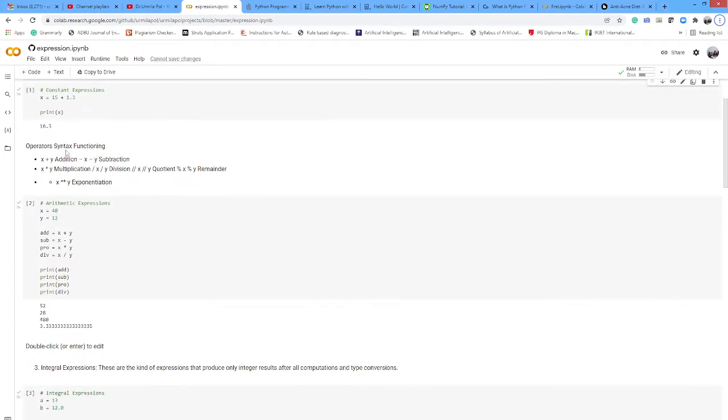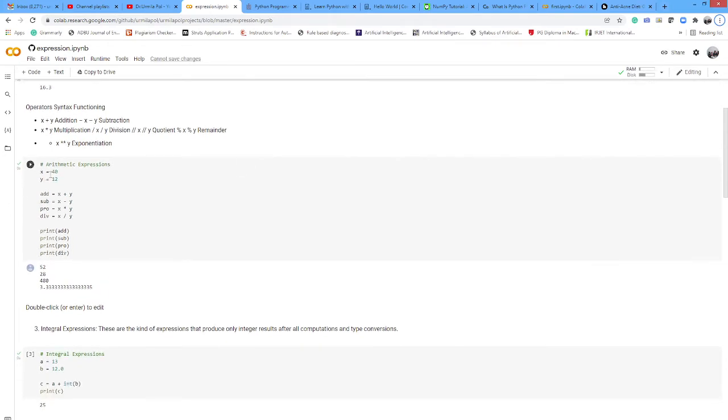Next, operators: plus, minus, multiplication, division, quotient and remainder. x is equal to 40, y is equal to 12, add is equal to x plus y, subtract is equal to x minus y. Four variables are there for multiplication, division, subtraction, addition.